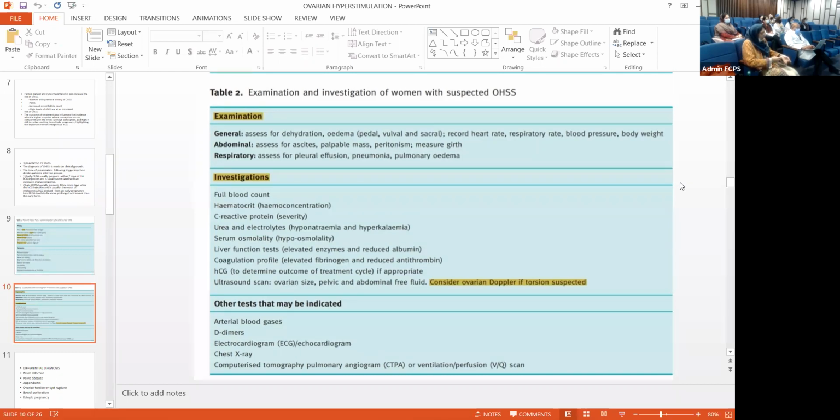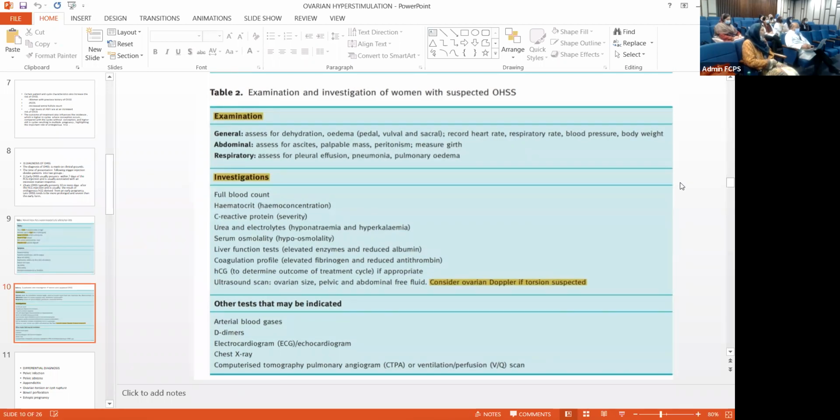Investigations. What we'll get are a full blood count, hematocrit, which will indicate hemoconcentration, and C-reactive protein, with which we can assess the severity of OHSS. Urea and electrolytes, with which we look for hyponatremia and hyperkalemia. Serum osmolality, where there will be hypoosmolality. Liver function tests, where there will be elevated enzymes and reduced albumin.